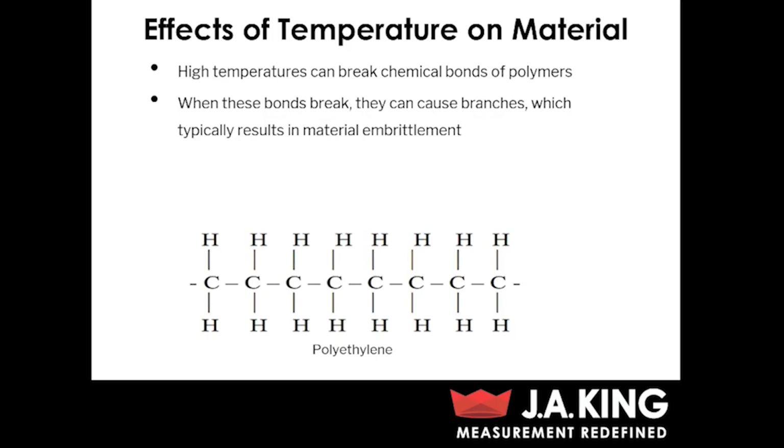Also, high temperatures can actually break chemical bonds of polymers. So for instance, you can see polyethylene there at the bottom of the screen. And at a high temperature, you can have a bond break, for instance, between this carbon and hydrogen atom. And when that bond breaks, it actually releases free radicals. And when the free radicals are released, you can actually have branching off of that chain. And that branching eventually is going to cause permanent material embrittlement.